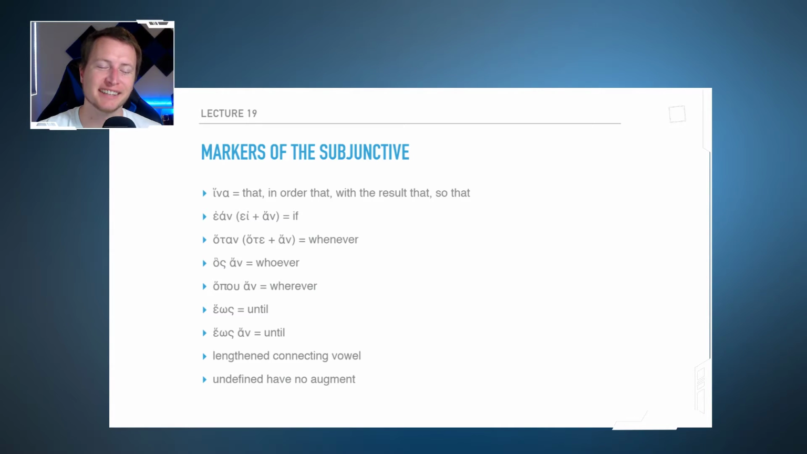Learn this list. Make these vocabulary cards if you need to, draw up a poster, take a screenshot, put it on your wallpaper for your computer, do something with it. Get creative, okay? Make sure you know these.